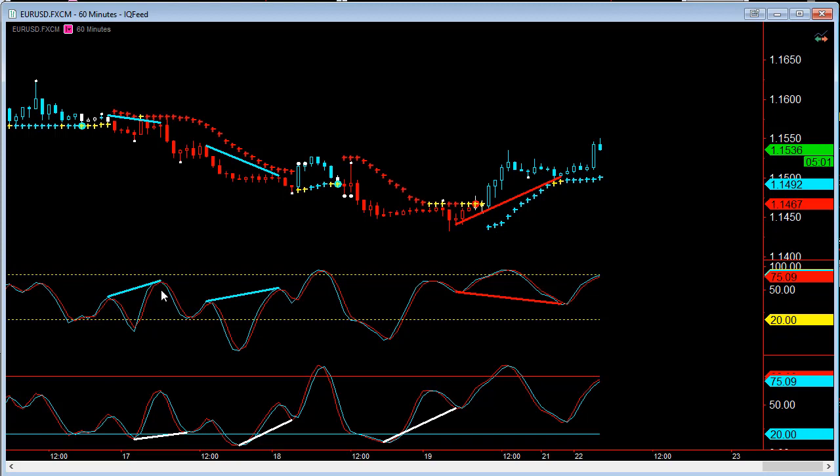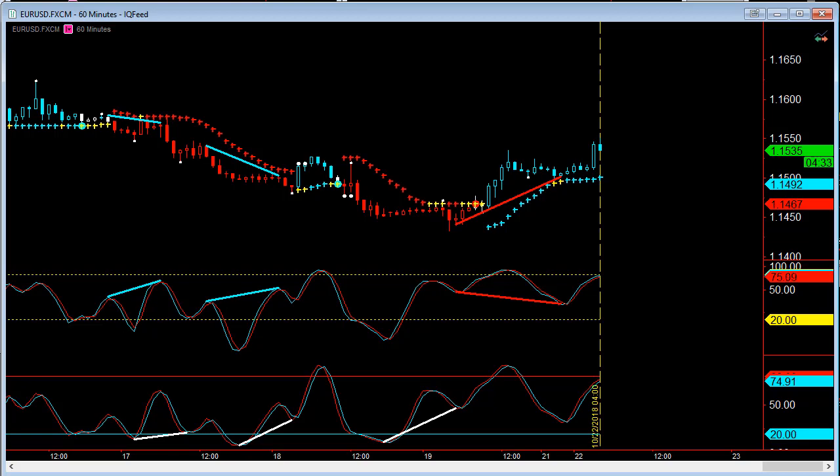Now this will pick it up, what I consider a little bit late. I'll try to teach everybody to pick this up as the bar is forming. So in this case, we have a potential for bearish divergence because you're making higher highs in price but lower highs on the stochastics. That's very important to distinguish the two.